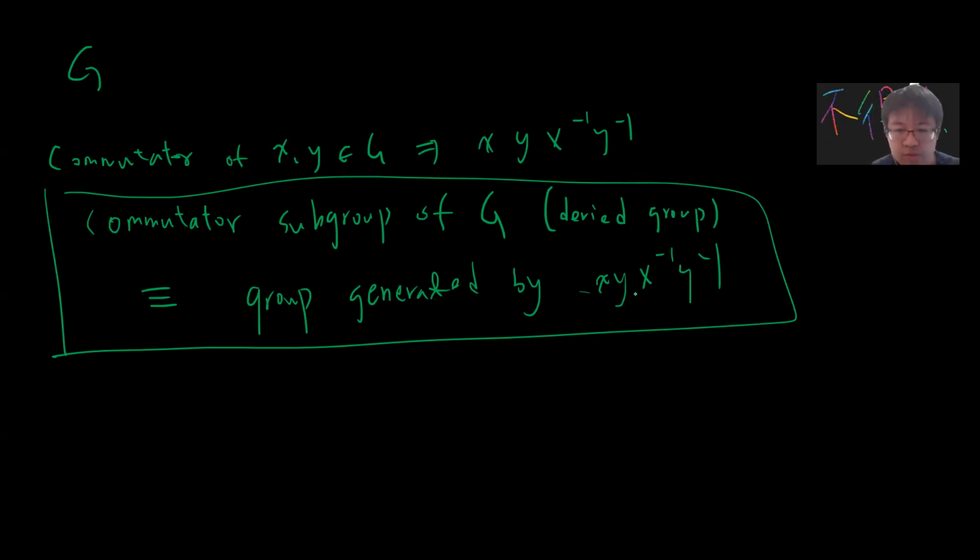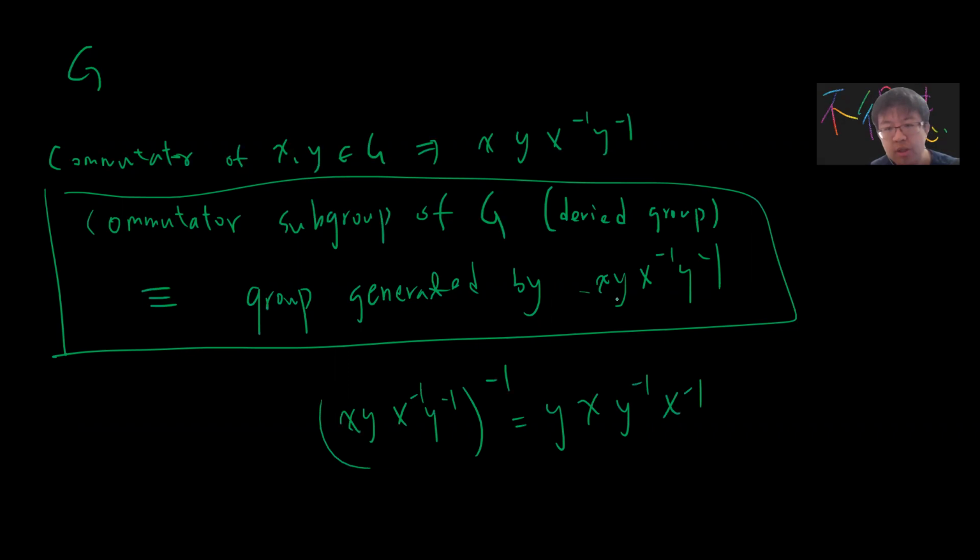You can check by yourself, right? Because you can prove that the inverse of this element will be just y, x, y inverse, x inverse. And if you put x and y to be identity, then it gives you the identity. So you can prove this is a group. And this commutator group has some applications. For example, the famous result that the singular cohomology H1 is basically the quotient of pi1 by the commutator of pi1.